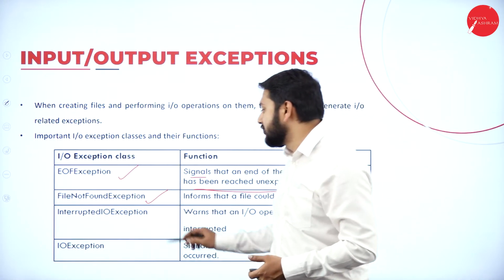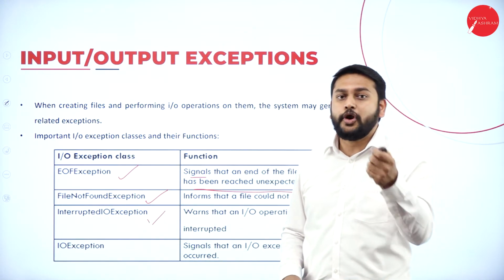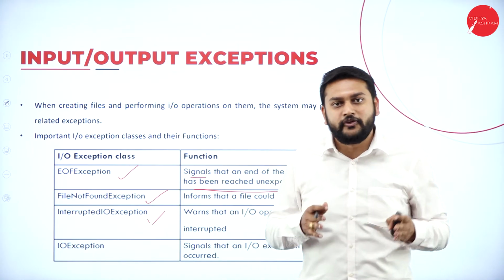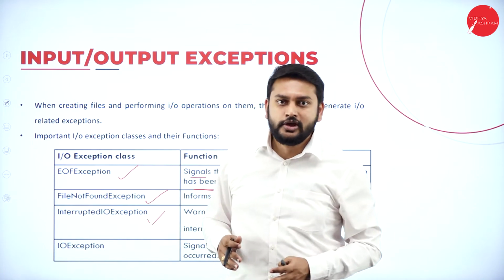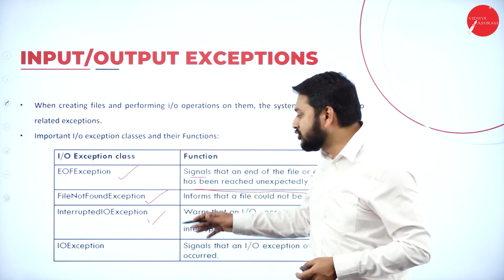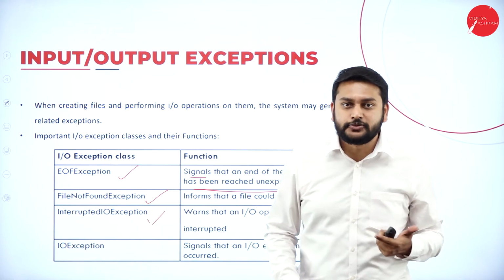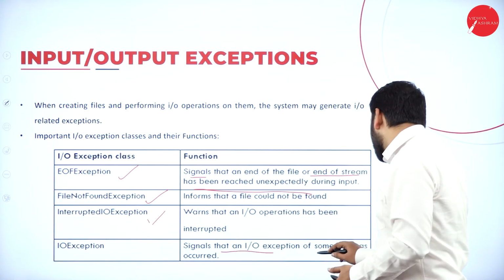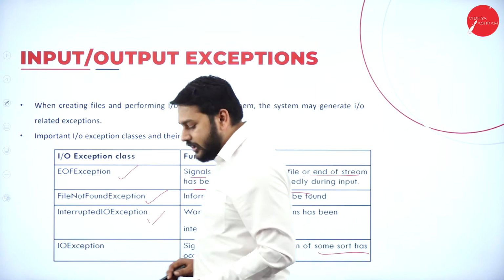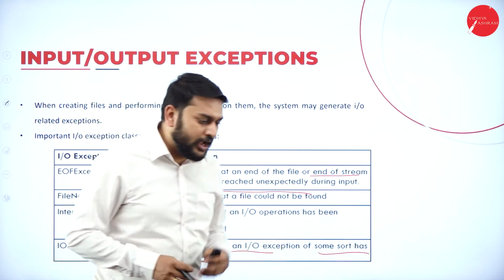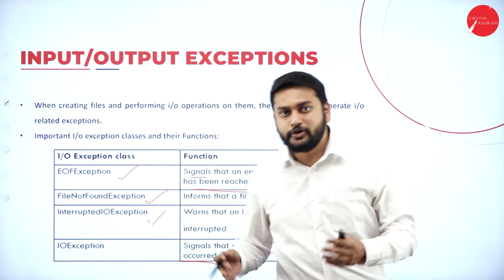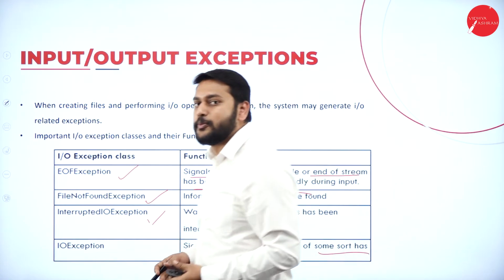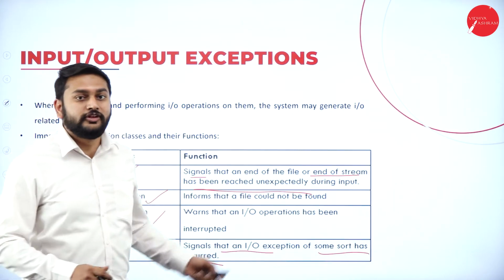And the next exception that I have is the interrupted input output exception. You're trying to put some data, but there is some interrupt preventing that operation from being performed successfully. So that's what you need to remember. And the last one that I have is the input output exception. So guys, it signals that an input output exception of some sort has occurred. You are trying to input some data and output some data to the file at that particular time, and there is some problem. So that is what I will call an input-output exception whenever you are dealing with files.